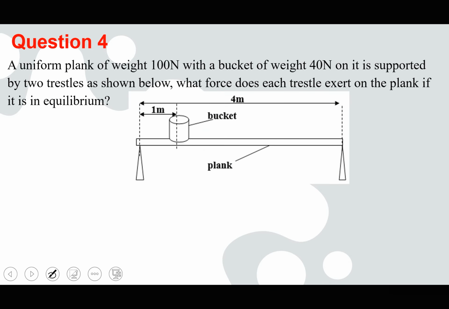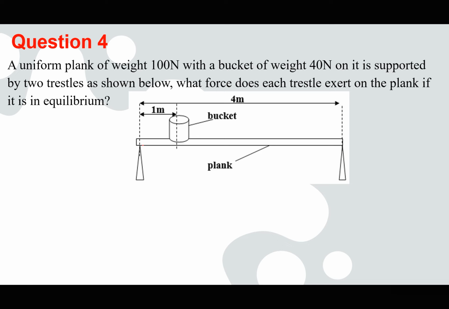A uniform plank of weight 100 newtons with a bucket of weight 40 newtons on it is supported by two trestles as shown below. What force does each trestle exert on the plank if it is in equilibrium? So if it is in equilibrium, let's first sketch a force diagram.